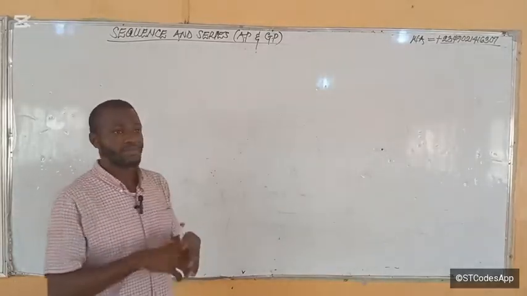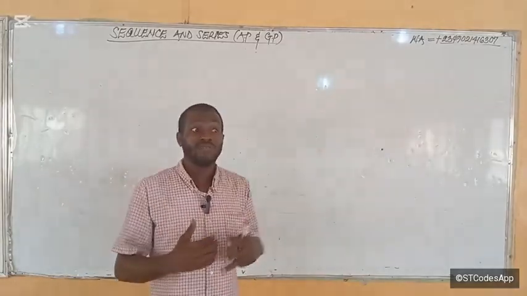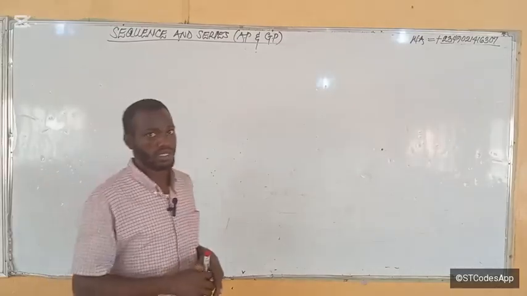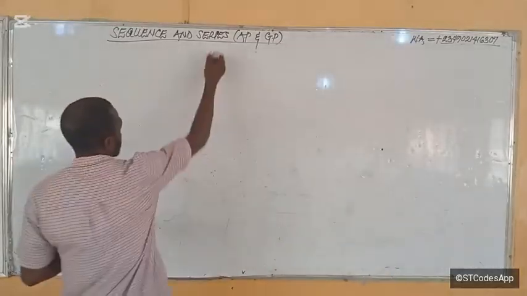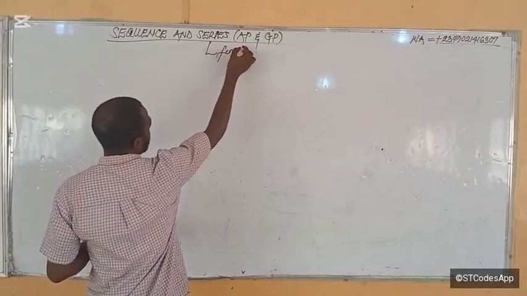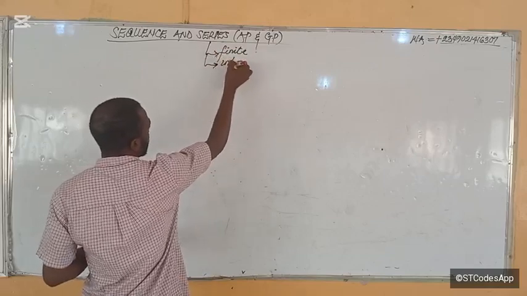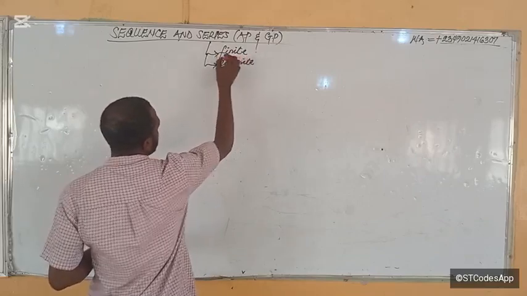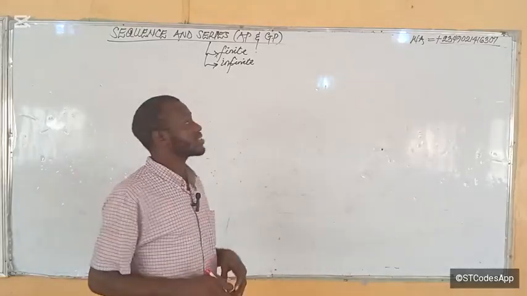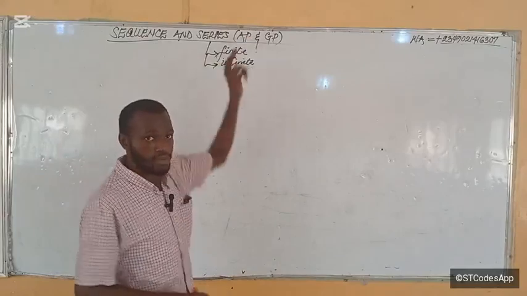And a series is basically the sum of a sequence. So the summation of a given number of terms of a sequence is called a series. And there are two types of series: the finite and the infinite series. A finite series has a limit, while an infinite series goes on forever, to infinity. Is that okay? But primarily, let's start with sequence under AP.